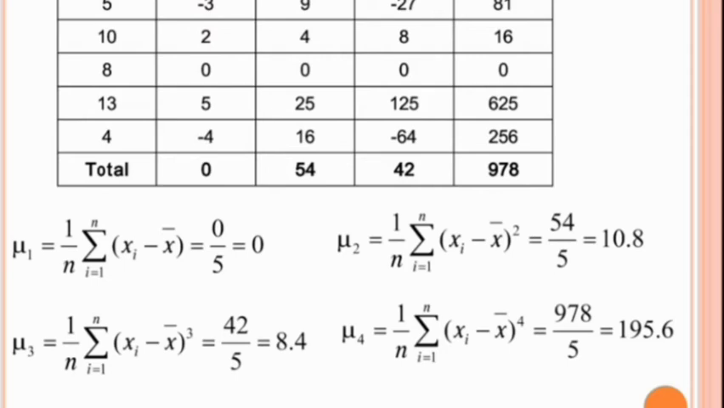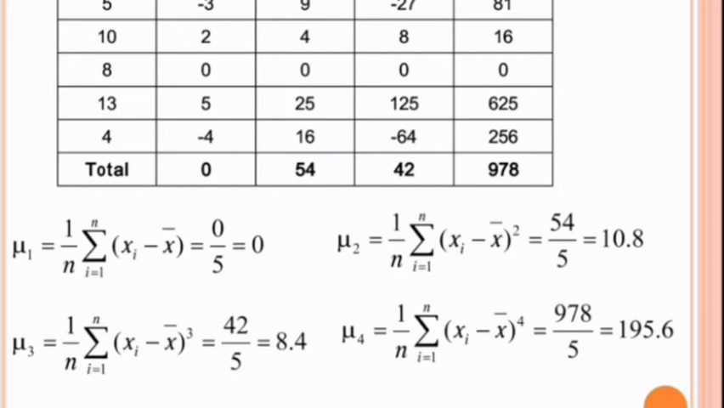Now we will square here. See, this is for the first moment, this is for the second, this is for the third, and this is for the fourth moment. For the second moment, you will need the square of these values. So 3 square will be 9, 2 square 4, 0, 0, 5 square 25, and so on. We will add these terms, you get 54.